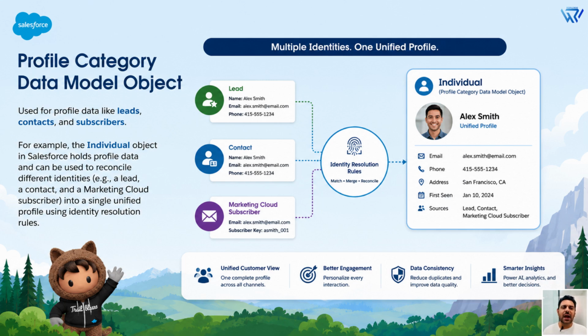So all these three identities can be mapped to a single data model object, which is known as individual object. Individual objects generally hold profile category of data, so that you can reconcile by writing reconciliation rules within the identity resolution and merge all those three individual profiles into a single unified profile.